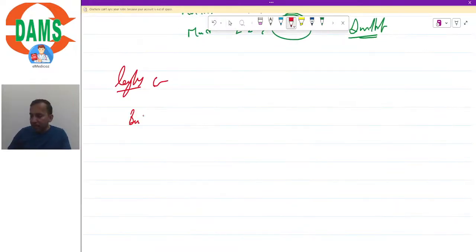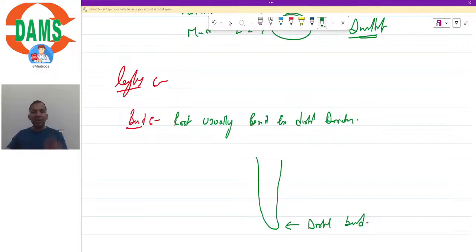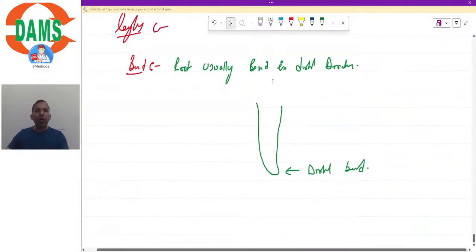उसके बाद हम bend की बात करते हैं. So where does the root bend? Roots usually bend in distal direction, right? So let's say this is the root and at the apex it might show a slight distal bend, right? So this is the general rule that the roots might show a distal bend.